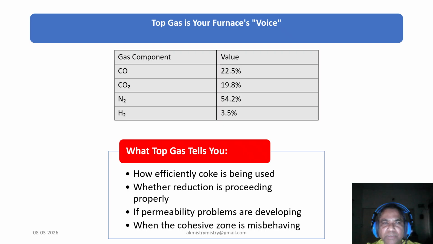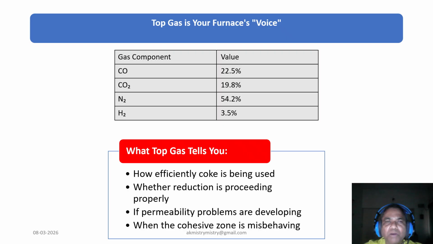What kind of story? It tells us how efficiently our most expensive raw material, coke, is being used, or whether the crucial chemical reactions, the reduction of iron ore, are proceeding properly. If permeability problems are starting to develop, that could lead to a furnace slowdown or a hanging, and it can even tell us when the cohesive zone, the heart of the furnace where softening occurs, is starting to misbehave. Our job today is to learn how to decode these messages.